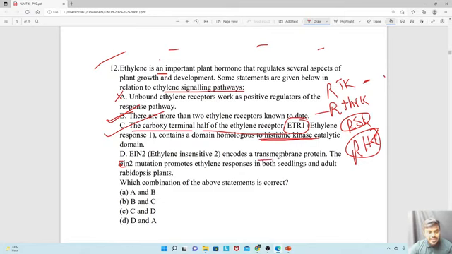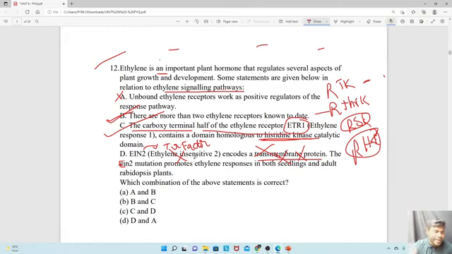E1N2 encodes a transmembrane protein. It is a wrong statement. Friends, what is the function of E1N2? E1N2 actually acts as a transcription factor, which will go and stimulate various types of genes involved in showing the response to ethylene. But they said E1N2 can encode a transmembrane protein. Not at all. It is not involved in coding for a transmembrane protein.